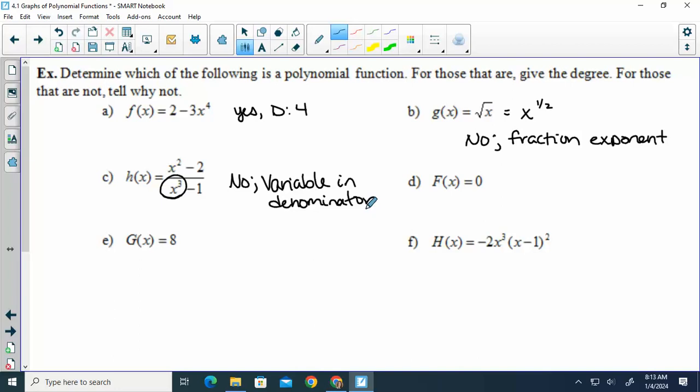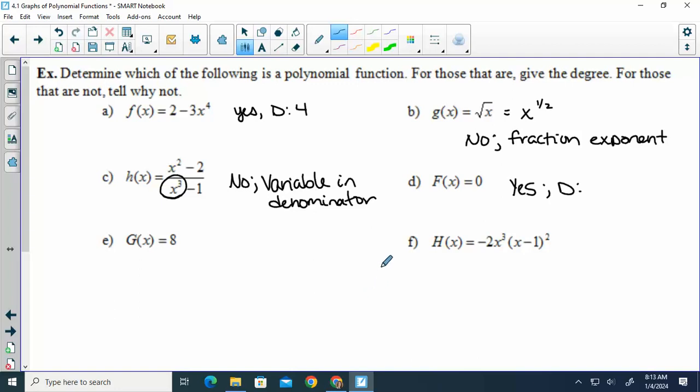All right, D. Is that one a polynomial? Okay, which rule does it break? Does it have a negative exponent or a fraction exponent, variable in the denominator? No, so this one is technically a polynomial. But the degree here is a little bit tricky.